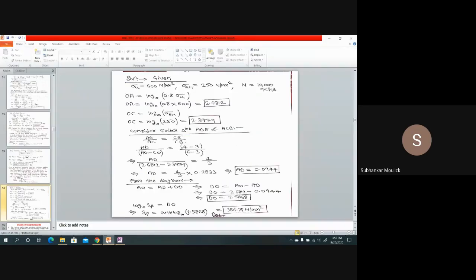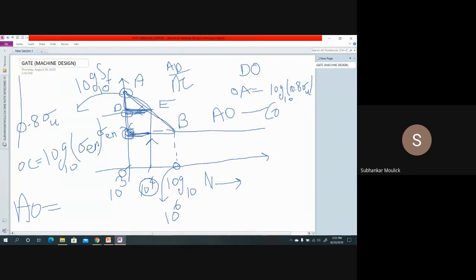This DO will be your AO minus AD, minus CO. AO you have already calculated, that is 2.6812. CO you have already calculated, 2.3979, which is equal to 1 by 3. So AD is what I need to find out, that is this AD.